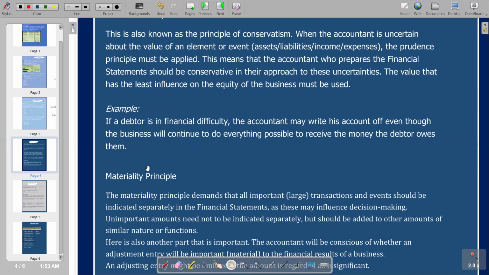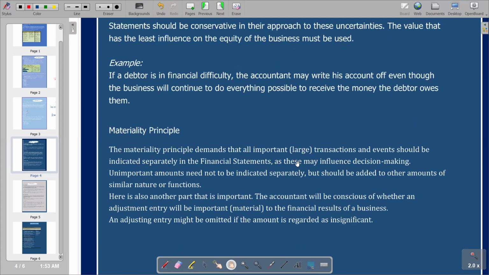principle. And it reads, the materiality principle demands that all important (in brackets, large) transactions and events should be indicated separately in the financial statements, as these may influence decision making. Unimportant amounts need to be indicated separately, but should be added to other amounts of similar nature or functions. Here is also another part that is important. The accountant will be conscious of whether an adjustment entry will be important (in brackets, material) to the financial results of a business. An adjusting entry might be omitted if the amount is regarded as insignificant.